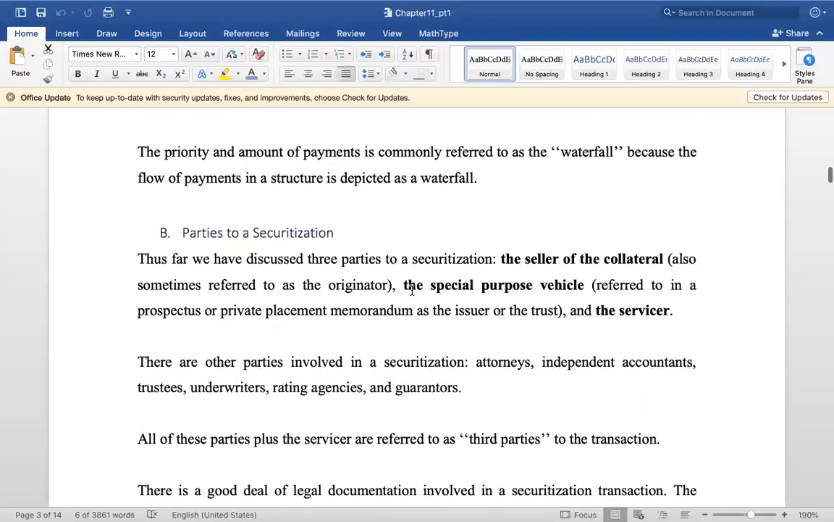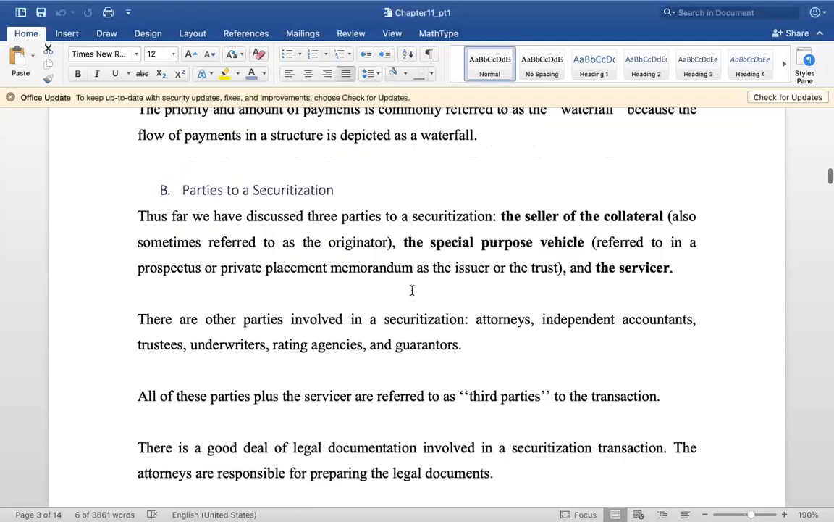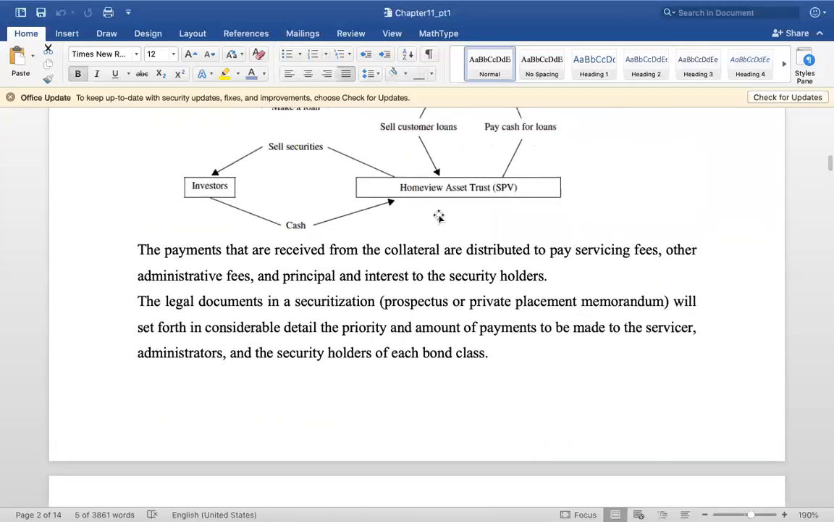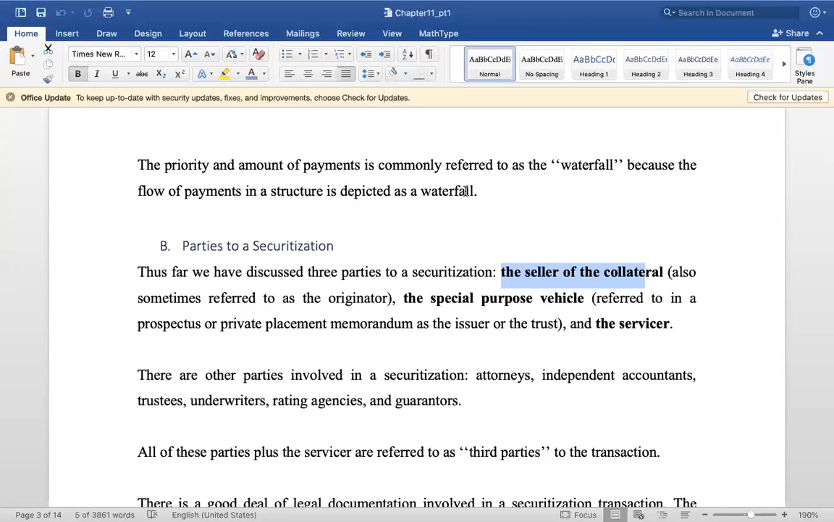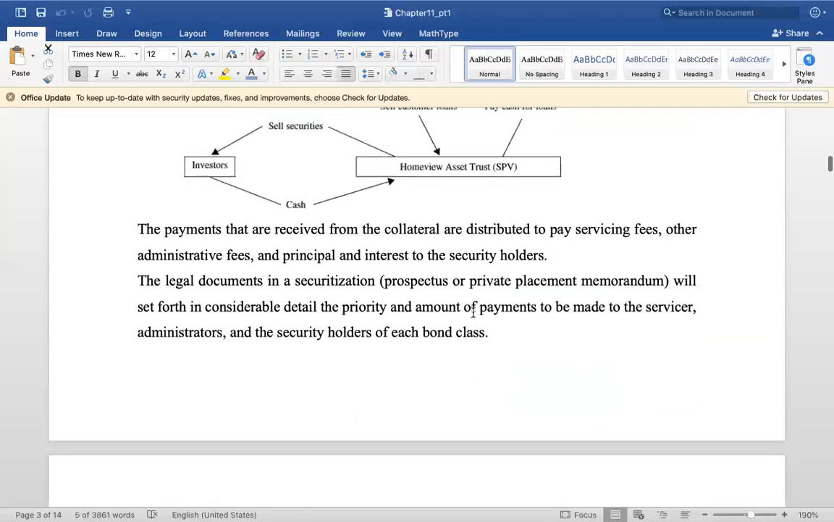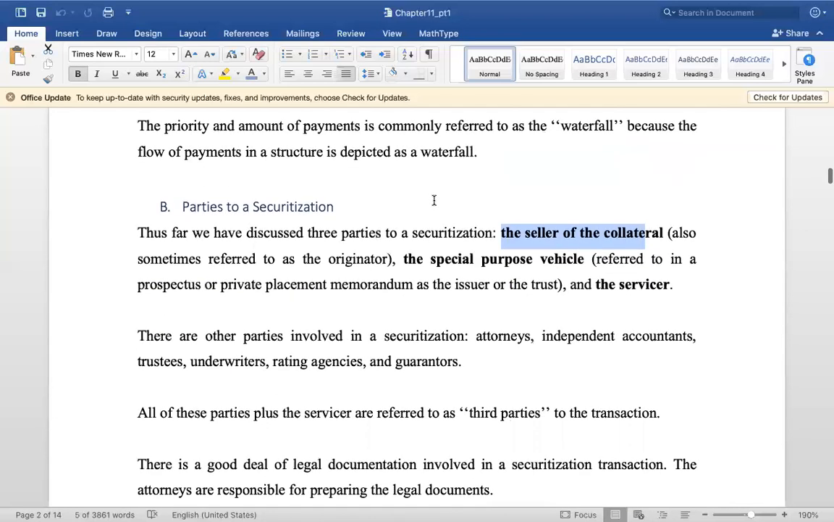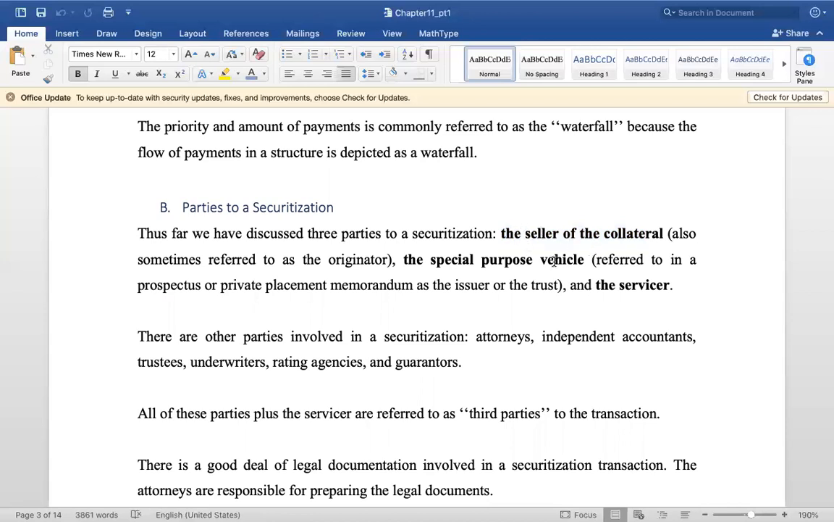So, who are the parties to a securitization? We have already discussed that one of the parties in the securitization is the seller of the collateral, which in our case is the originator, which we specify as Quality Home Theaters Incorporation. Then we have the special purpose vehicle, which is here the home asset view. Then we have the servicer. In our case, the servicer is the same as the seller of the collateral.